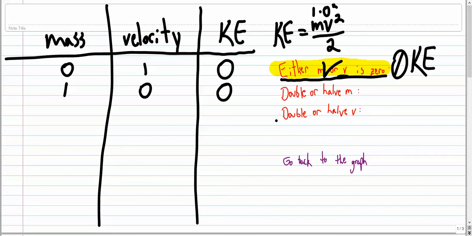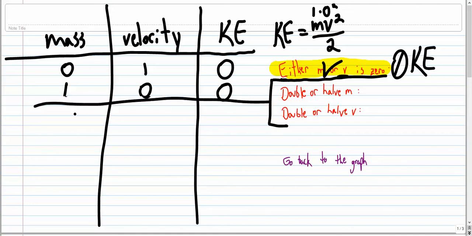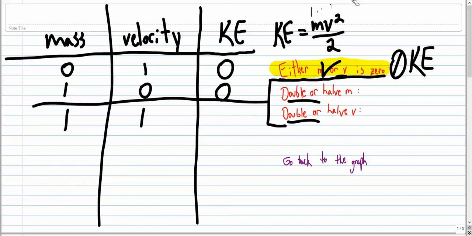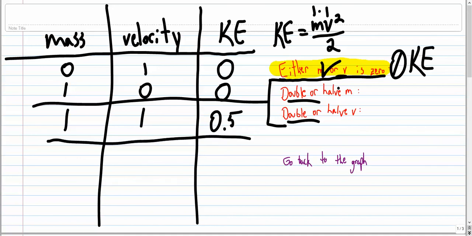Now let's mess around with these other 2 questions. Before I do that, I'm going to give myself a basic situation. I'm going to say that I've got a mass of 1 and a velocity of 1. That'll get me an answer, and then I can think about these 2 things. So if I plug in a 1 for mass and velocity, I get 1 times 1 squared, that's 1, over 2. I get 0.5 joules of kinetic energy.